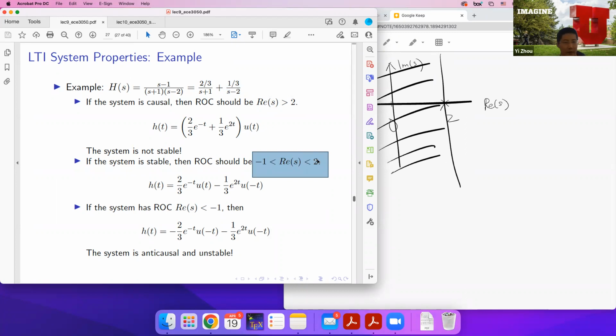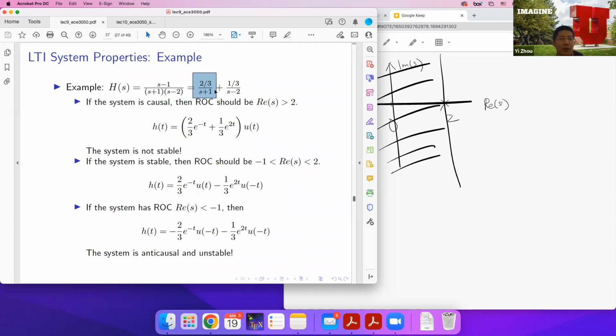Once you have the region of convergence and the Laplace transform, you can find the inverse. Because we have this part of the ROC, which is to the left of the pole 2, for this part the corresponding ROC is this one. If you look into the table, such a Laplace transform will lead to a left-sided signal, because the ROC is left-sided.